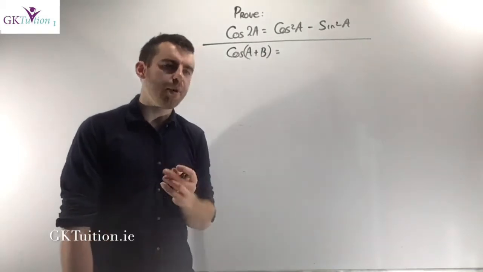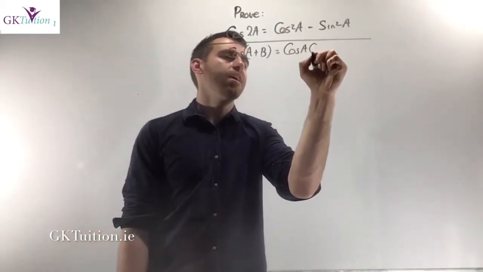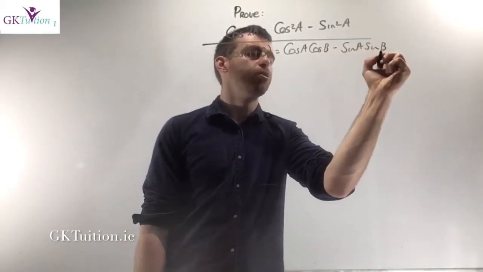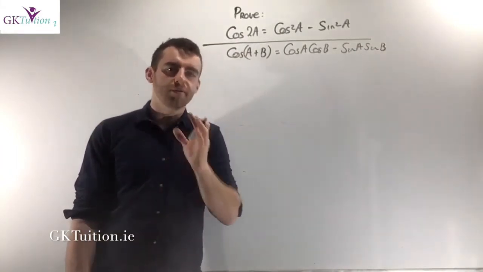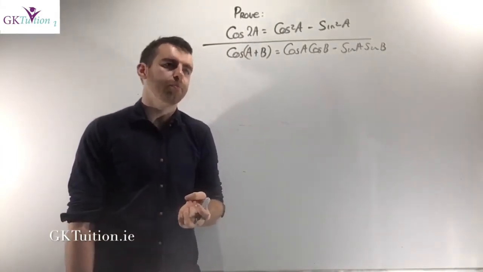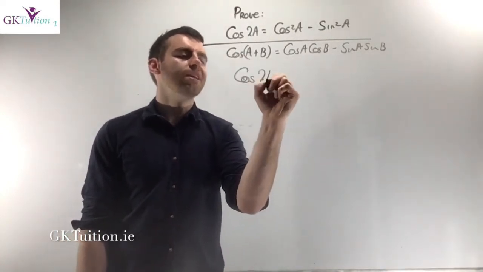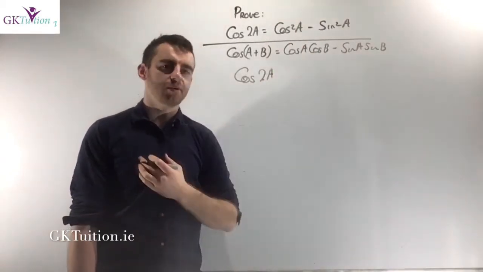On the top of page 14, it tells me that cos a plus b is equal to cos a cos b minus sine a sine b. In other words, proof number 5. This is proof number 6, so we're going to use the previous one in order to show it's true. We're going to start off with cos 2a, and I want to manipulate this so that it becomes cos squared a minus sine squared a.